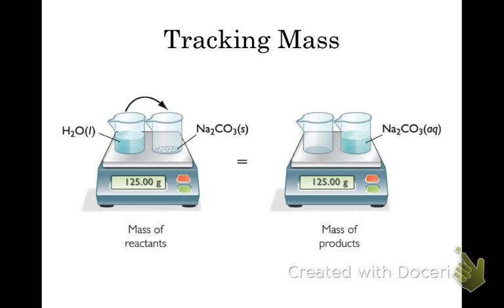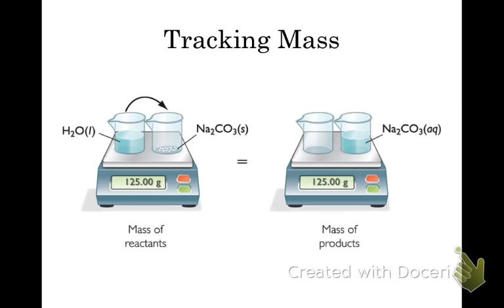So here we have a chemical reaction occurring. We're going to add water to Na2CO3, sodium carbonate. Before we even do this reaction, we want to take the mass of each of our reactants. We have our water and our sodium carbonate, and they're each in different beakers. We know that the beakers themselves will actually have mass, so we want to make sure that we have the same beakers before we do the experiment and after we do the experiment on top of the scale.